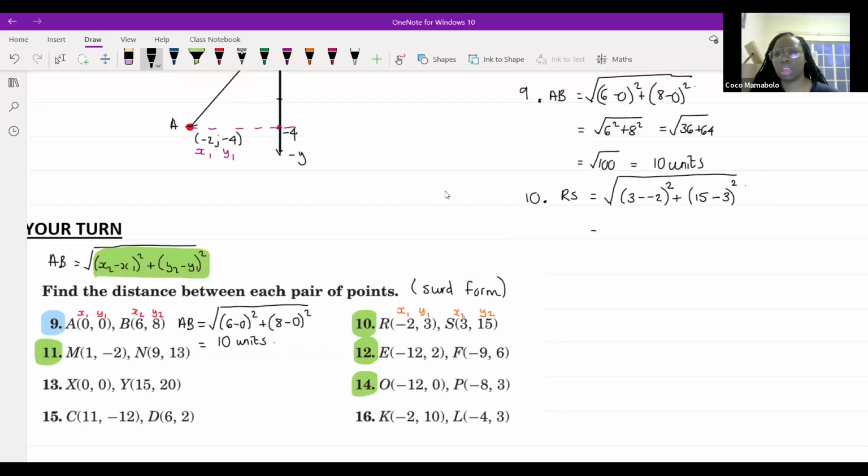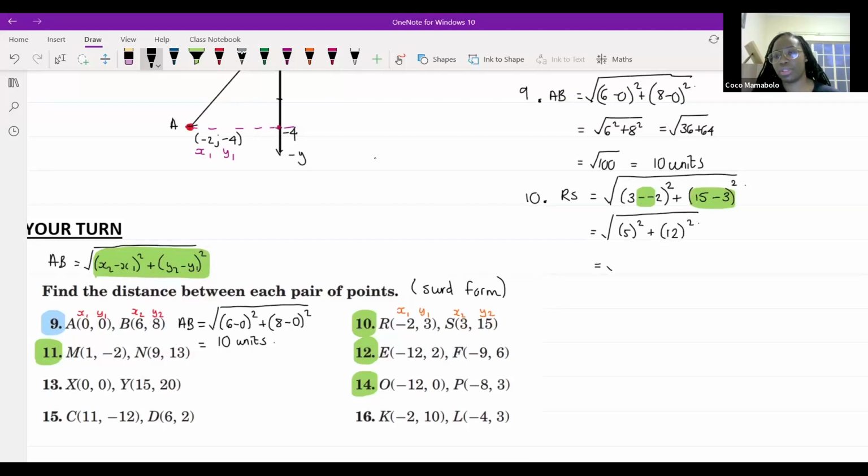That's all that was needed, because we're just plugging in the numbers. So that's going to give us the square root of, let's talk about what's happening inside this bracket. 3 minus -2 would give us, what would happen to these two negatives? 3 minus -2 would give us 5. Correct. It's positive 2, right? So 3 plus 2 would give us 5 squared, plus over here I'm going to get 15 minus 3, which is 12 squared. Correct.